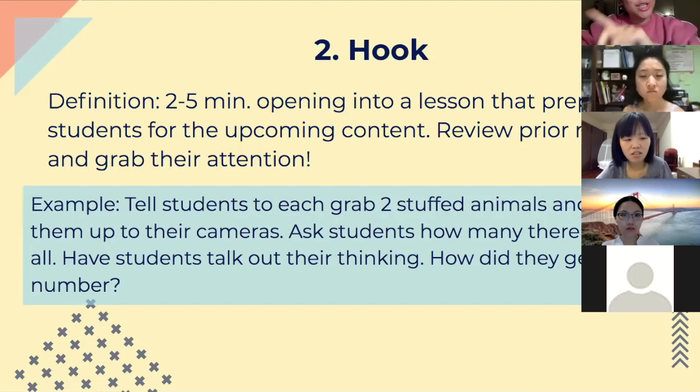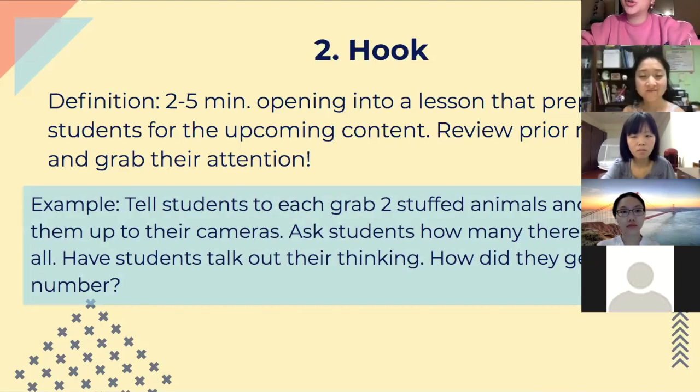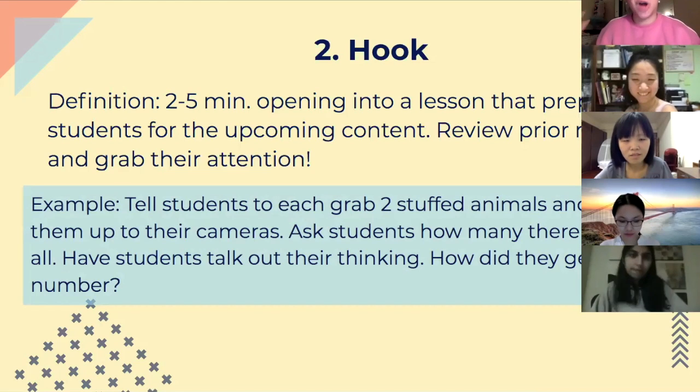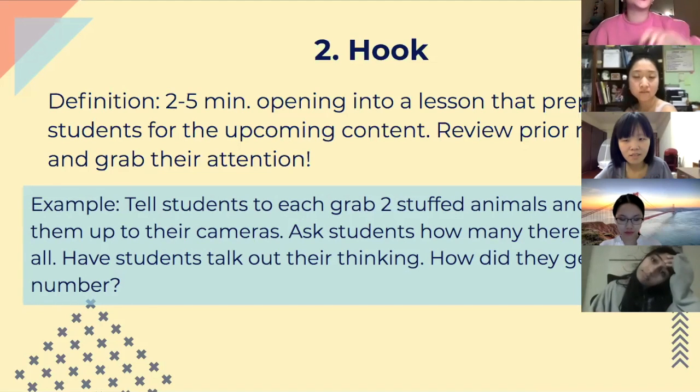Because you guys are doing one-on-one tutoring, your student goes and grabs the stuffed animals, and you also have to grab a stuffed animal, because it's multiplication. You need more than one. And then ask your student, how many stuffed animals are there in all, right? And then how do they get that number? Have them talk it through, like, oh, I counted all of them, or oh, I saw that both of us have the same amount of stuffed animals. Something like that. Okay, so that's the hook, something fun, like a mini scavenger hunt.